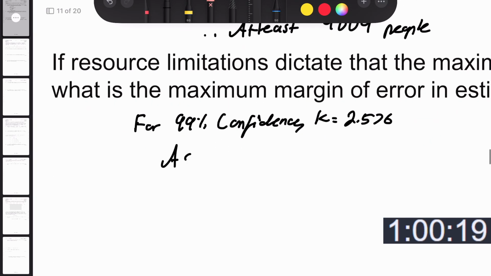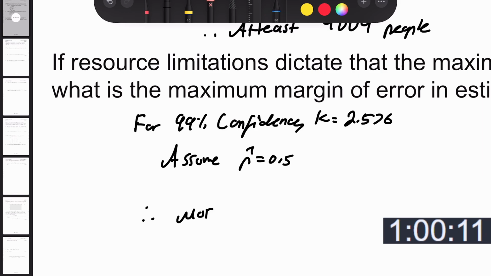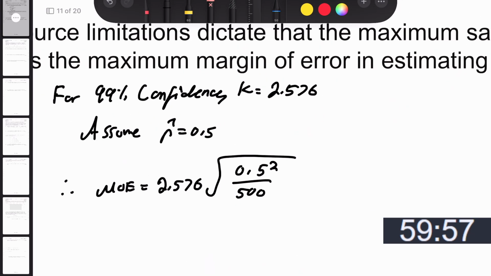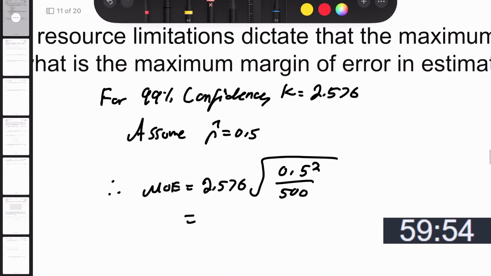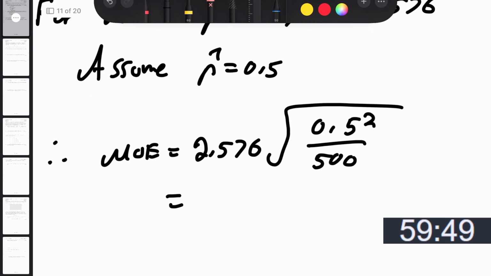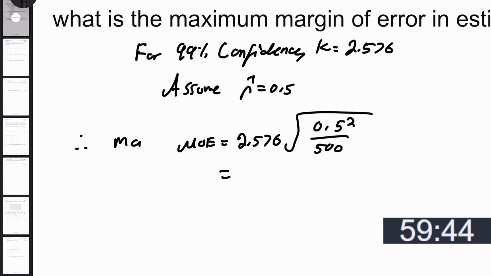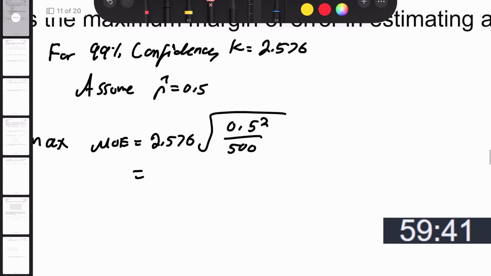And then so we say assume p hat equals 0.5. Therefore, margin of error is going to be 2.576 times 0.5 squared all over 500. What is the maximum margin of error? Maximum margin of error. So 2.576 times square root of 0.5 squared divided by 500. Maximum margin of error is 0.0576.